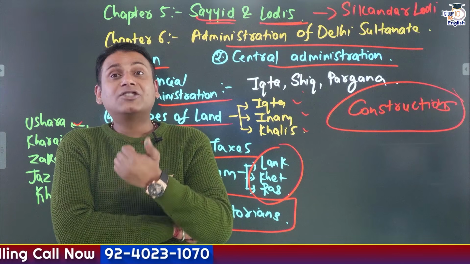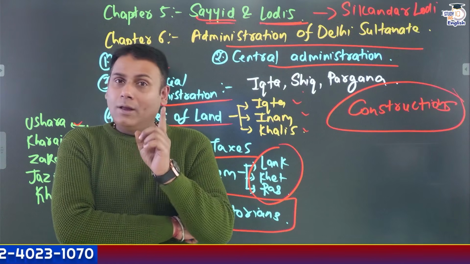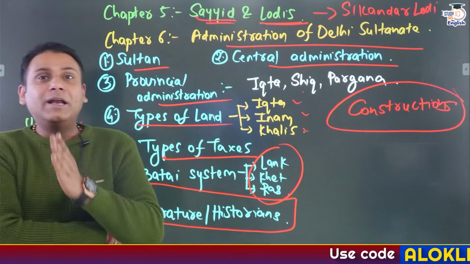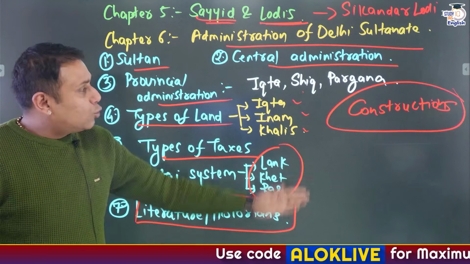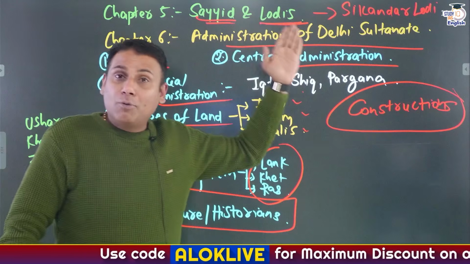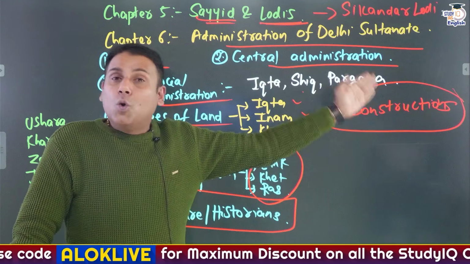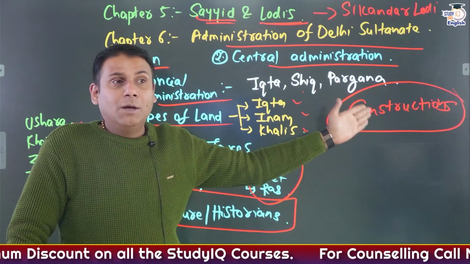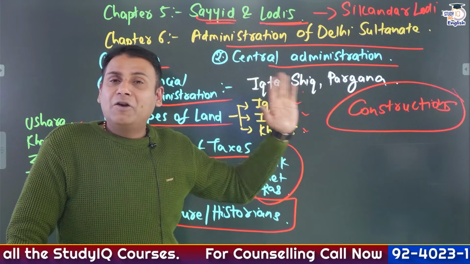Qutub Minar was constructed or initiated by whom? Qutbuddin Aibak. And it was dedicated to whom? A Sufi saint, Qutbuddin Bakhtiyar Kaki. So go through the important constructions. There can be a probable question: who constructed Adhai Din Ka Jhonpra at Ajmer? The mosque that was constructed within a span of 2.5 days.